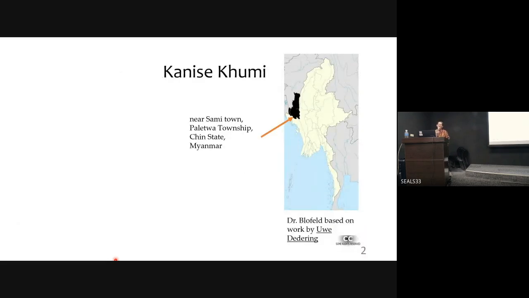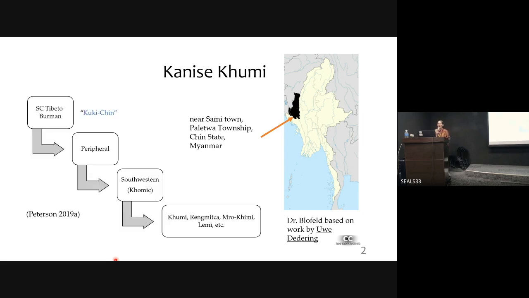We'll be talking about Kanise Khumi, which is a language spoken in Chin State, Myanmar. The number of speakers is unknown, but an internal census based on ethnicity counted around 5,776 ethnic Kanise Khumi. It's a South Central Tibeto-Burman language, otherwise called Kuki Chin in a lot of literature, and it's part of the Southwestern group, which includes Bangladesh Khumi, Baladan Khumi, Remija, Mokimi, Lemi Chin, etc.